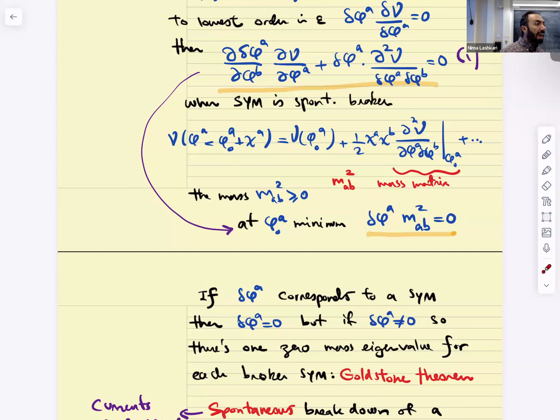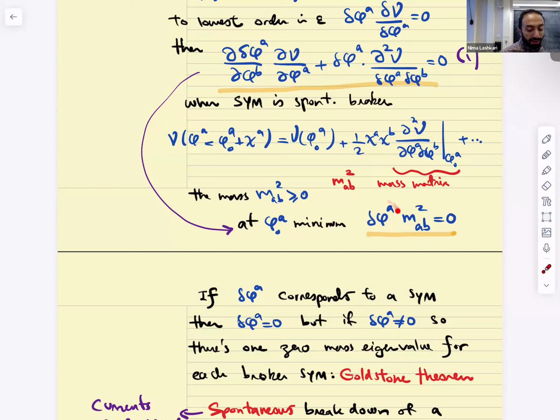If delta phi A is 0, it's still a symmetry transformation. Masses need not be 0. But if delta phi A corresponds to a variation that's no longer 0, so symmetry is no longer respected, then M_AB has to be 0. The mass of that has to be massless. So every symmetry transformation that's spontaneously broken must come with 0 mass, just from a simple equation.